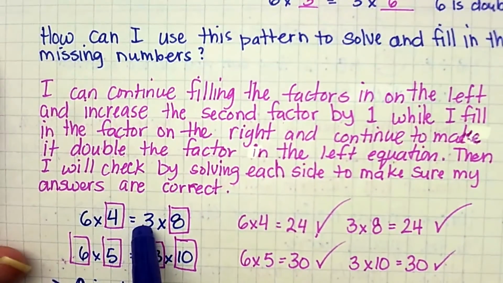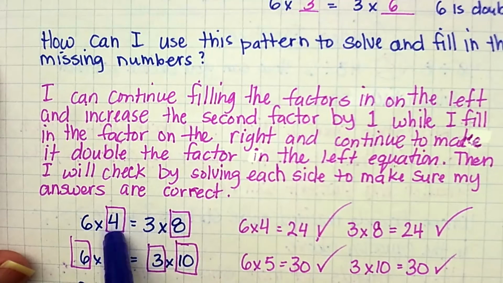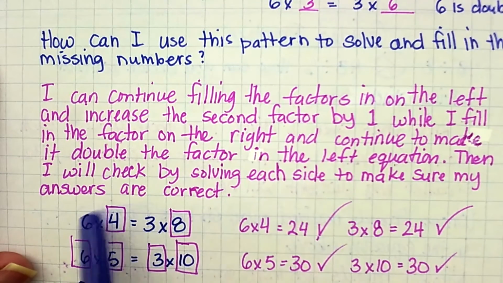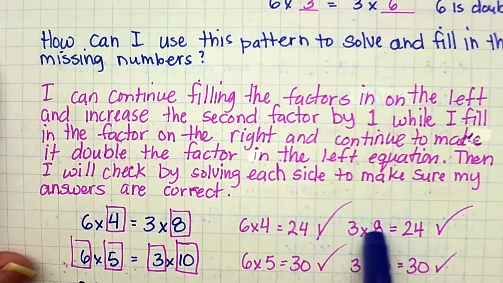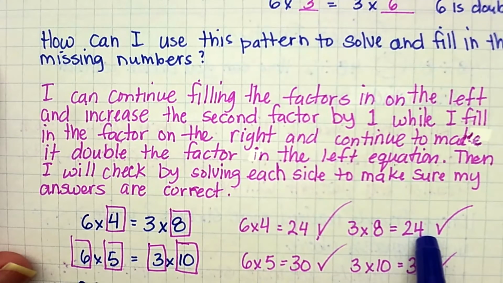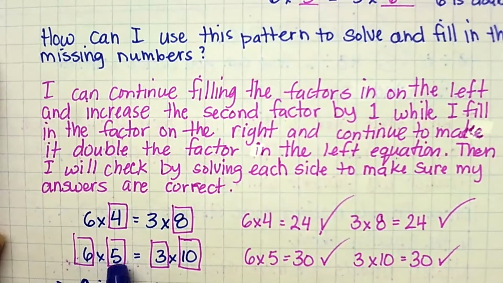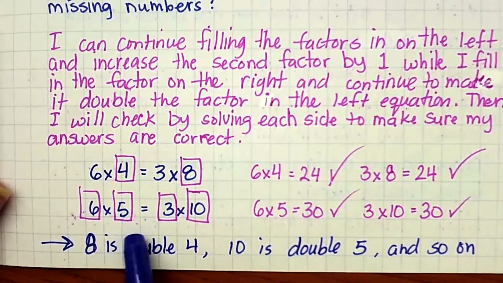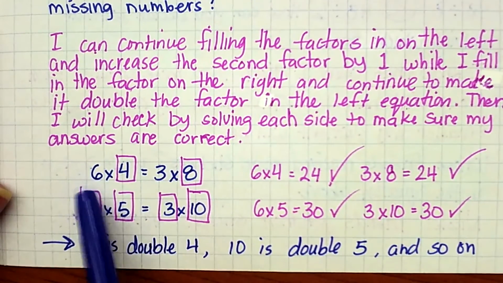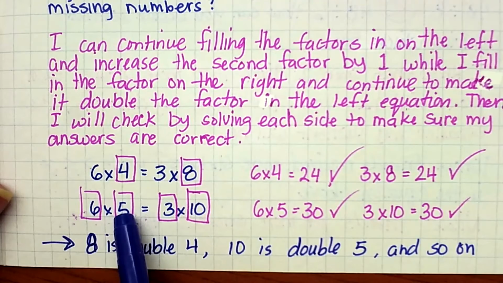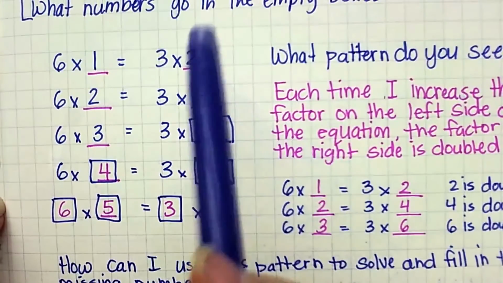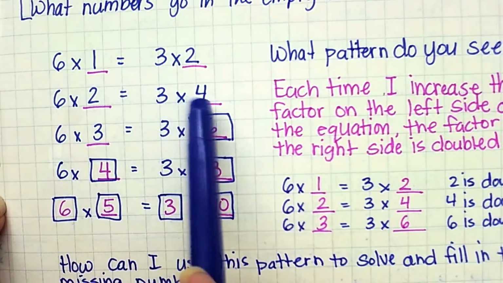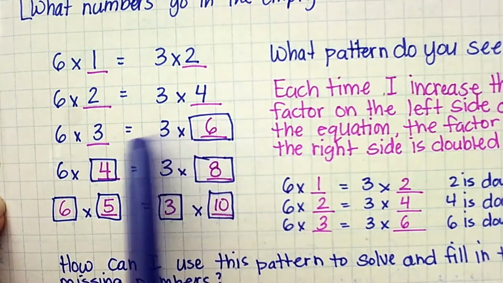So 6 times 4, we said, is equal to 3 times 8. We filled in these missing digits. So I'm going to solve on the side. I know 6 times 4 is 24. 3 times 8 is also 24. Then I had 6 times 5 and 3 times 10. 6 times 5 is equal to 30. 3 times 10 is also equal to 30. These two are also equal to each other. So 8, we saw over here, is the double of 4, and 10 is the double of 5, and so on. You see that pattern as you go through. 2 is a double of 1, 4 is a double of 2, 6 is a double of 3.